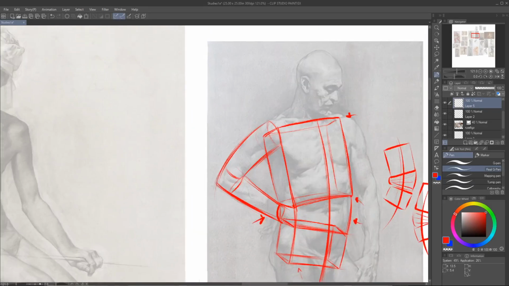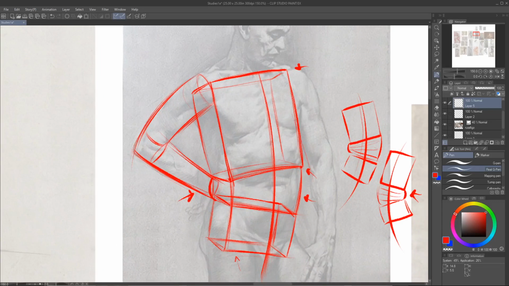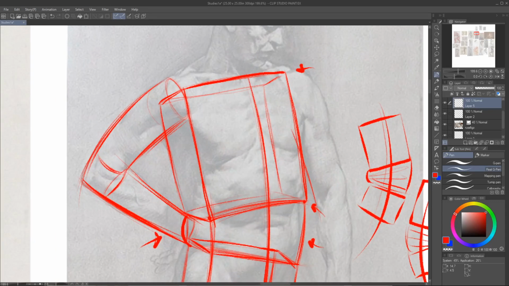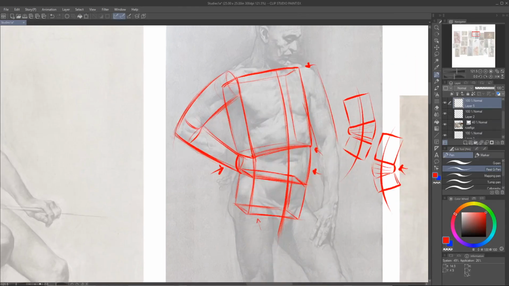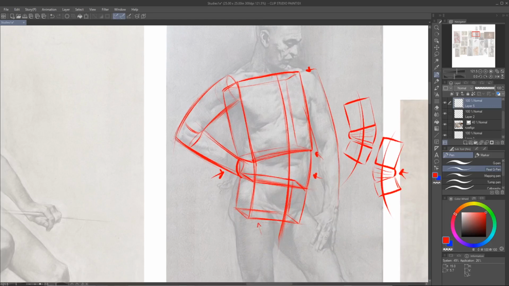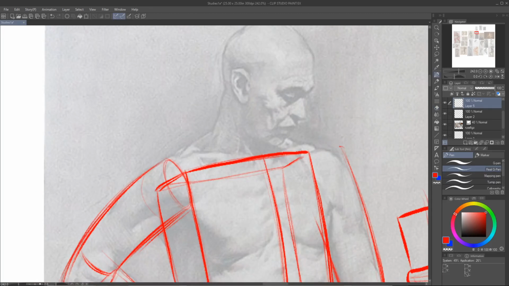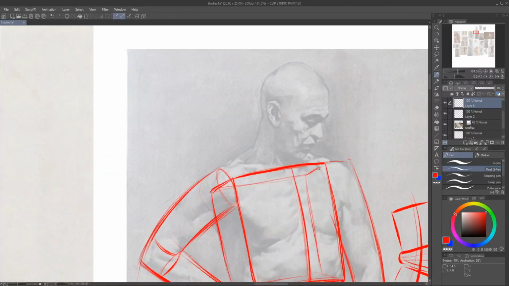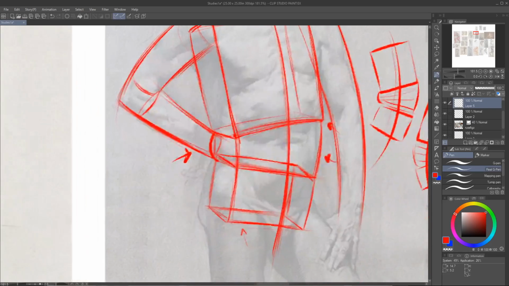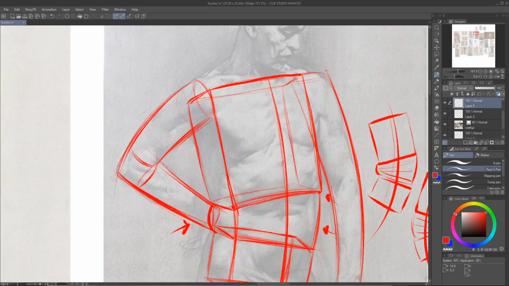Alright, so I got that. I'm pretty satisfied with that one, so I'm going to do this one. Because his arm is extended out here, I'm just going to do the whole thing as one long cylinder. Of course it's not one long cylinder, but for the purposes of this, we're keeping it simple because we can always modify it later and add in the joints as we need them.